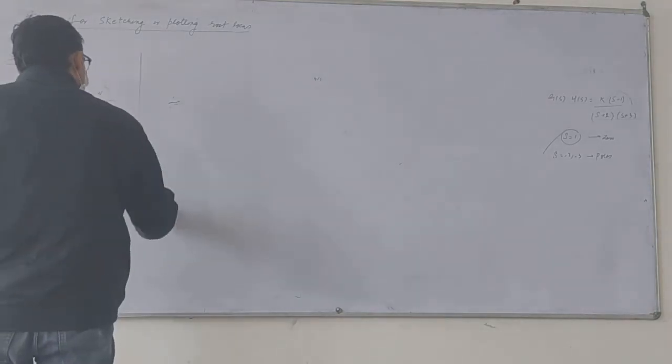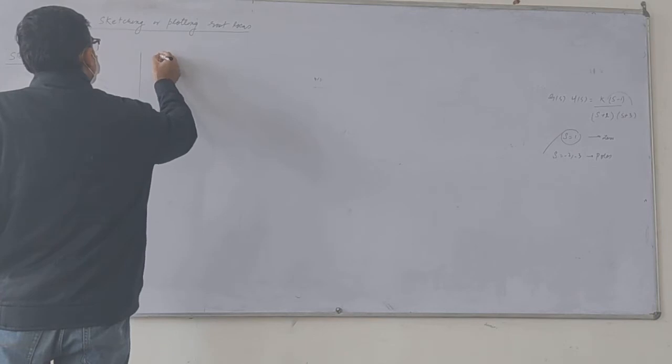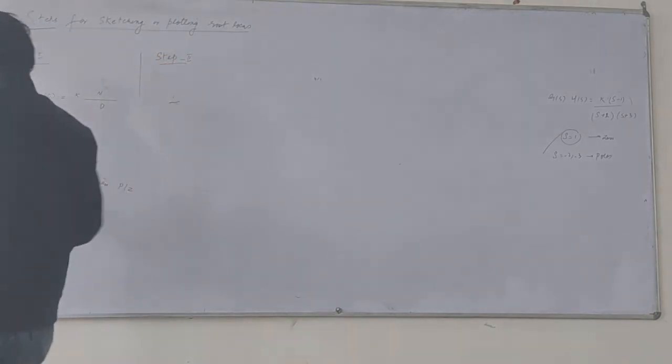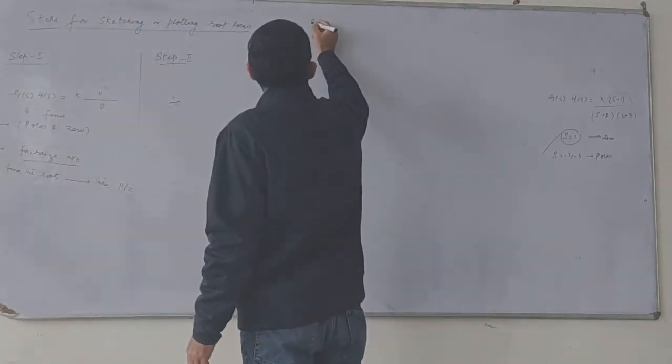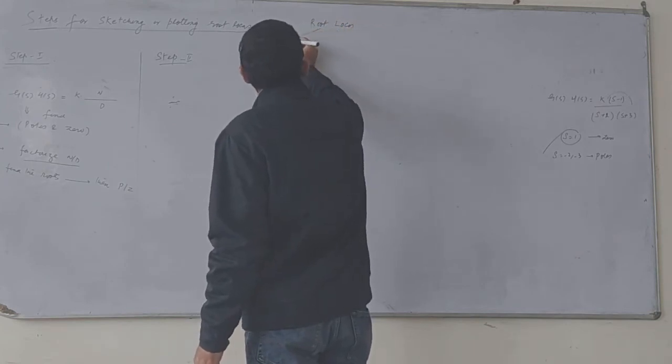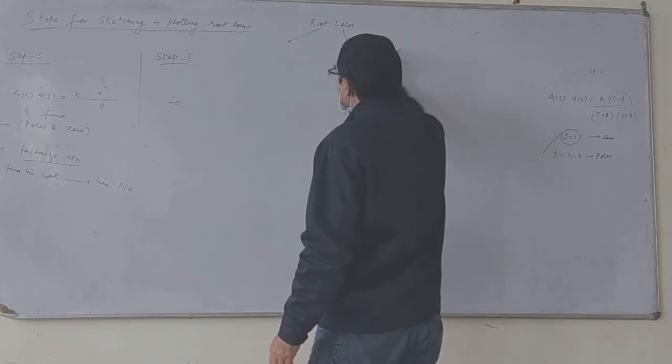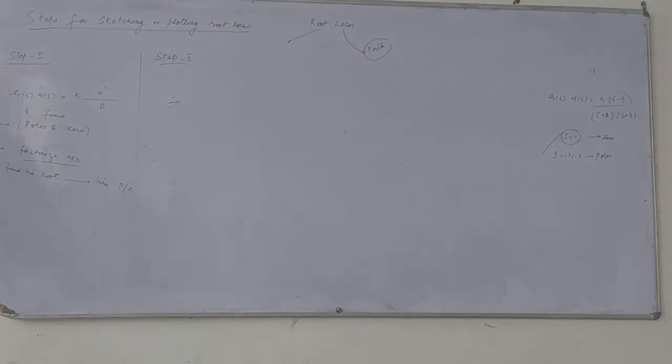Step number two. Root locus: root you already know, and locus is the path, how the roots will be moving. In the coming time we'll see that the root locus starts at a pole where the constant value is zero, and terminates where the constant value is infinity. So there will definitely be a path, and that is called a branch.